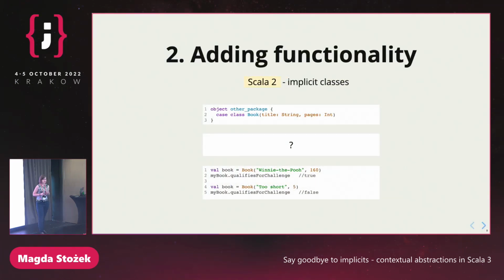The second use case is adding functionality. To define it, let me introduce a sample domain. So let's say that we are in the business of a reading website. It's a social website, you add books that you have read, and there's also this nice feature of reading challenges.